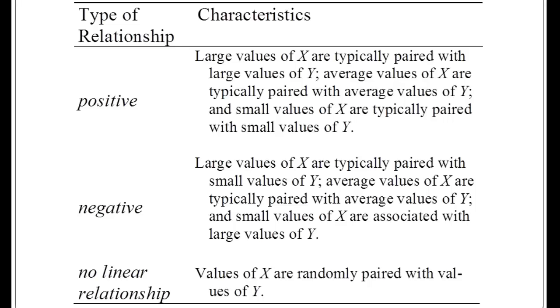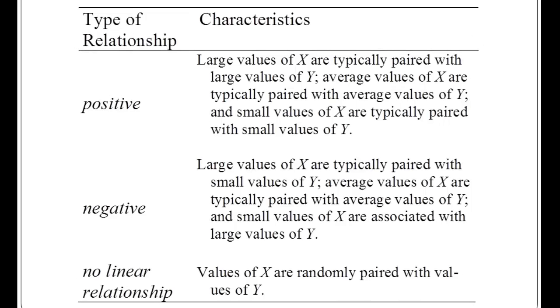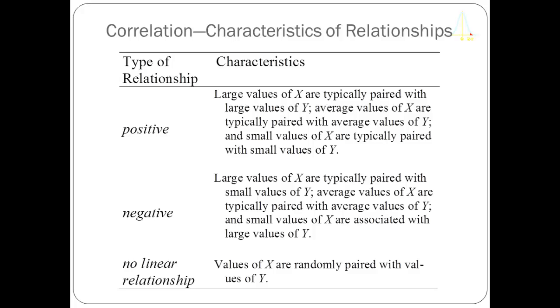A negative relationship, on the other hand, is a little bit different. Here we typically see that large values of x are paired with small values of y, small values of x are paired with large values of y, and like the positive correlation, average values of x are paired with average values of y. A scatter plot helps us see these kinds of relationships.